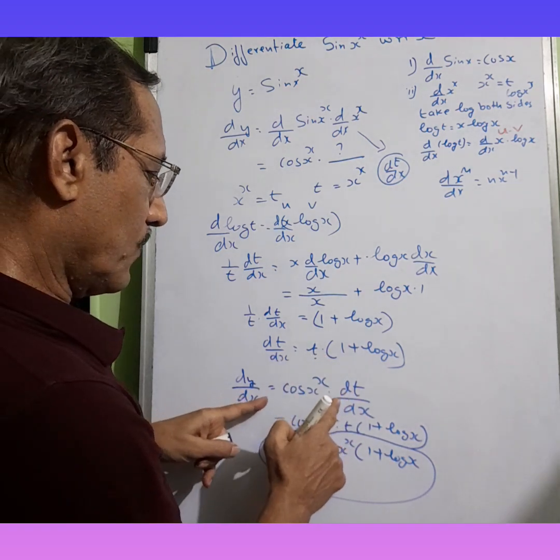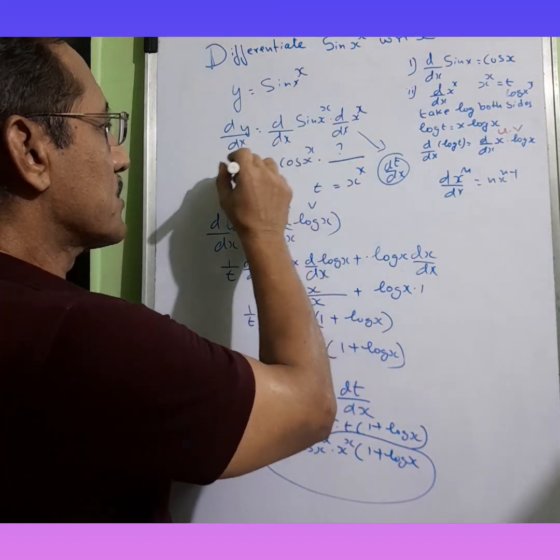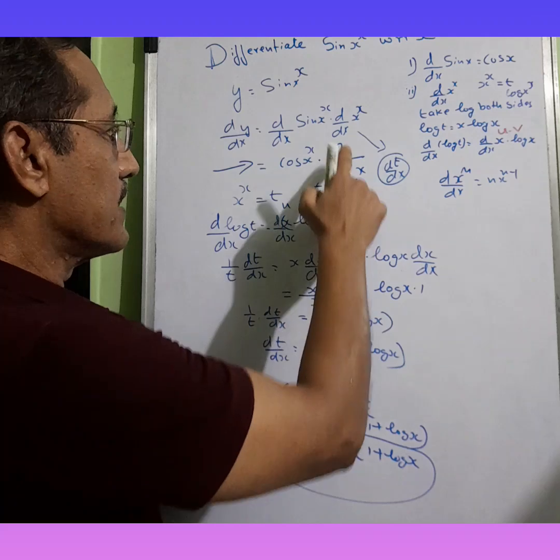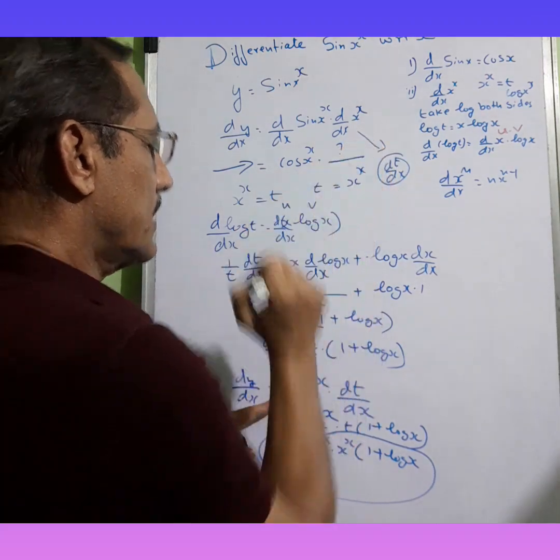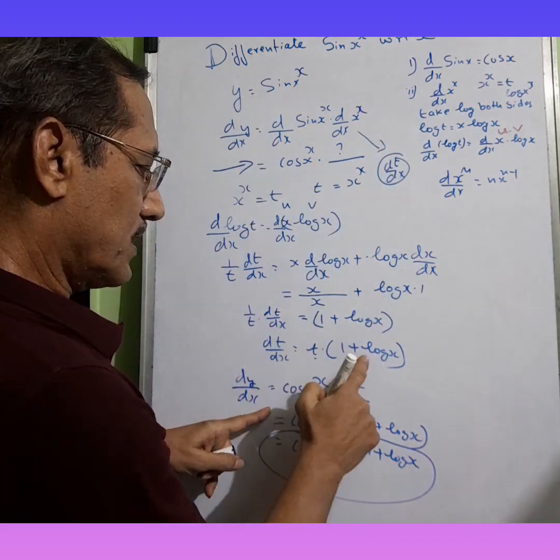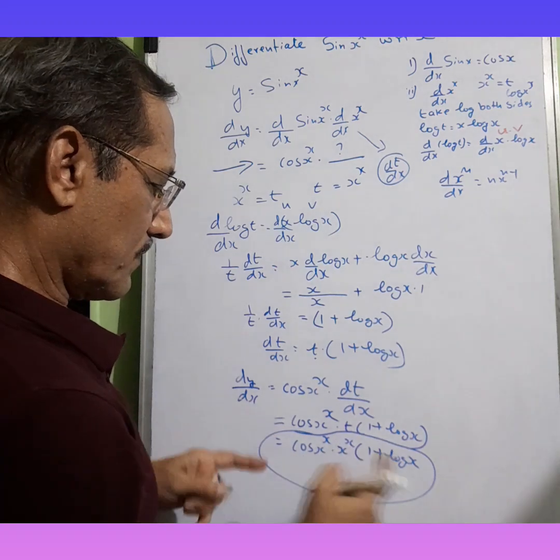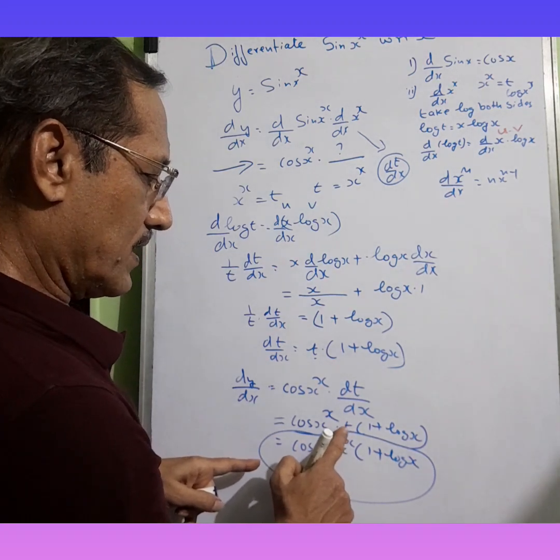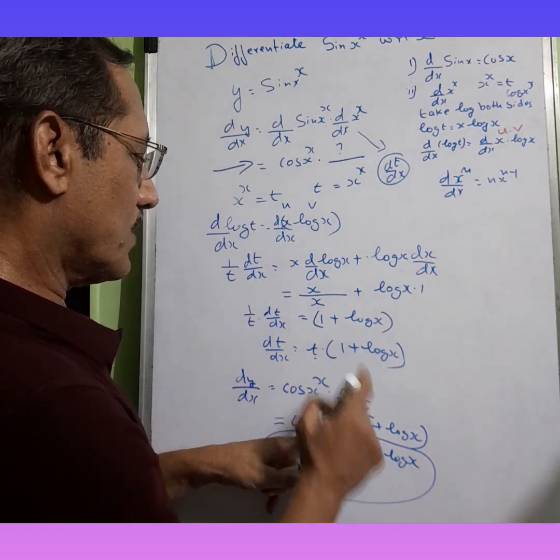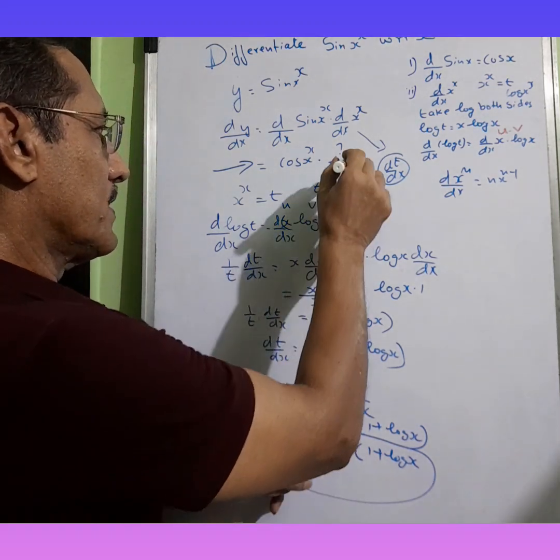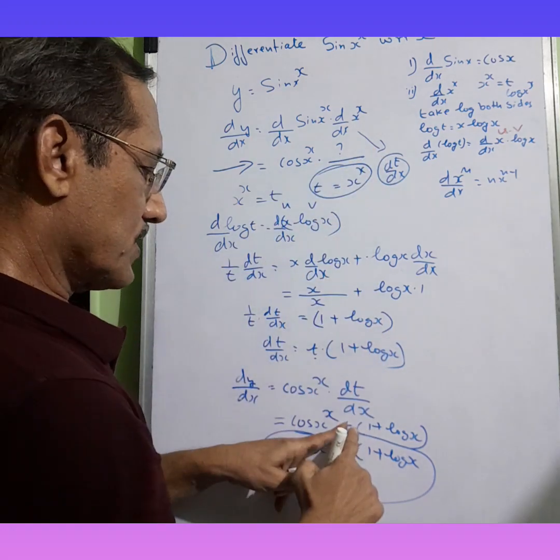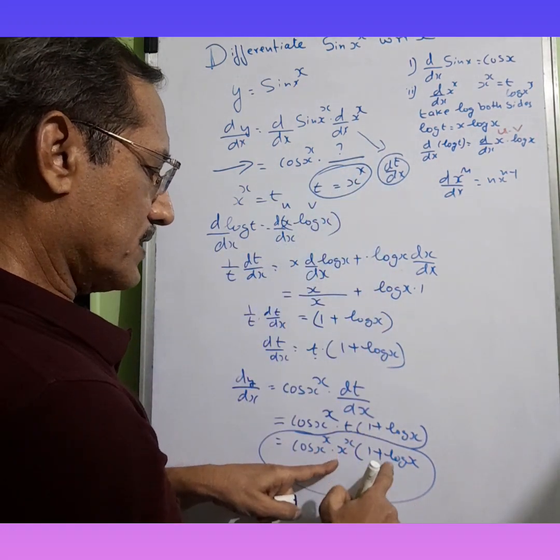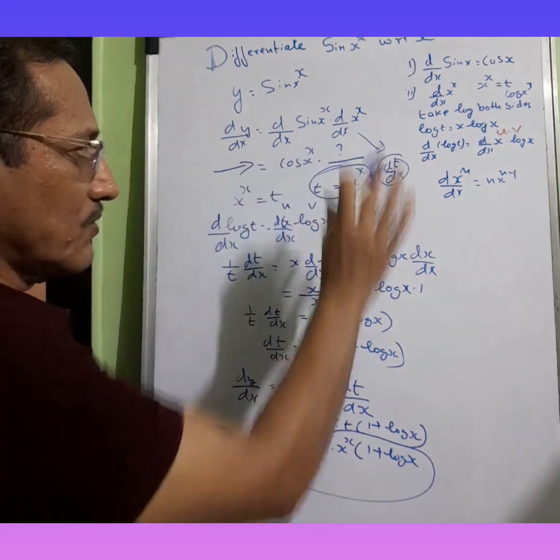So where do we jot it down? We jot it down over here, this one. Cos x raised to x already was there, and this was dt by dx. Alright, so we got the value of dt by dx. We substituted over here. So our answer was cos x raised to x into t. Alright, what is t? Come back over here, t is over here. So we substitute that t over here, x raised to x and 1 plus log x. Alright, so that's how we do it.